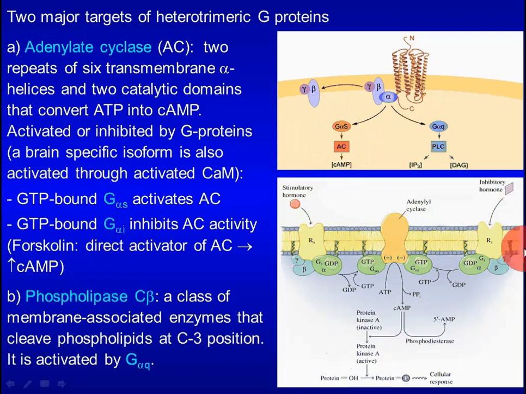Phospholipase C-beta cleaves phospholipids at C3 position, giving rise to IP3 and diacylglycerol. Phospholipase C is activated by G-alpha Q.